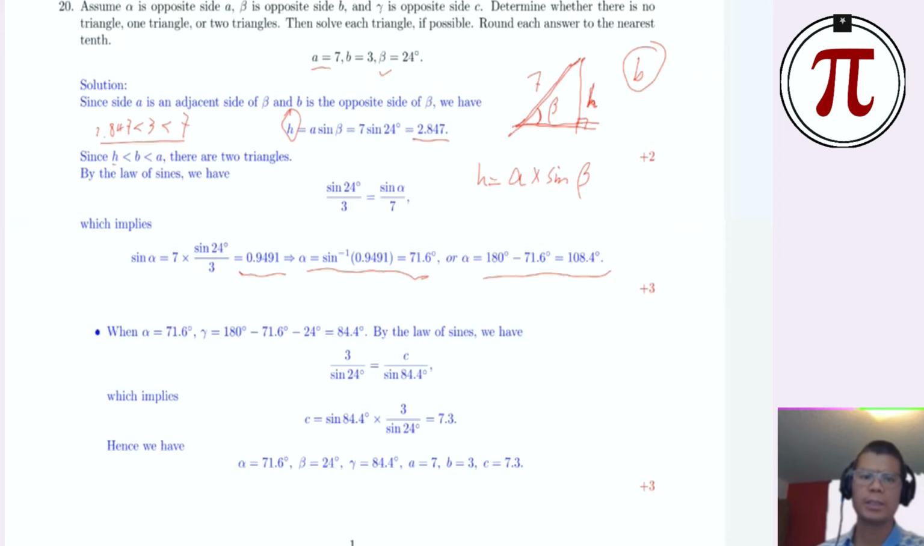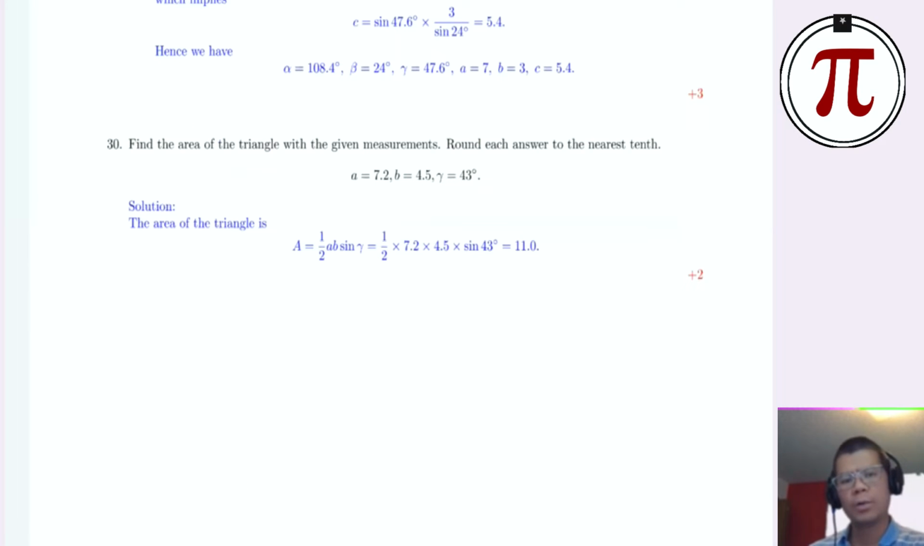All right. So when alpha is 108.4 degrees, we find that gamma is 47.6 degrees. By law of sines, we find C is 5.4. Then alpha, beta, gamma, A, B, and C are given here. This is the second triangle.